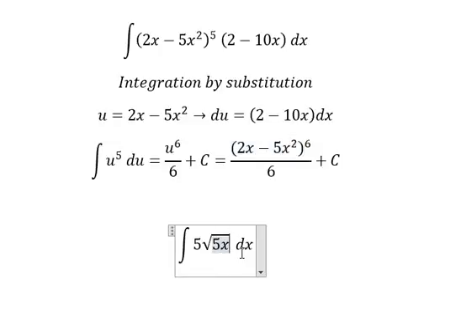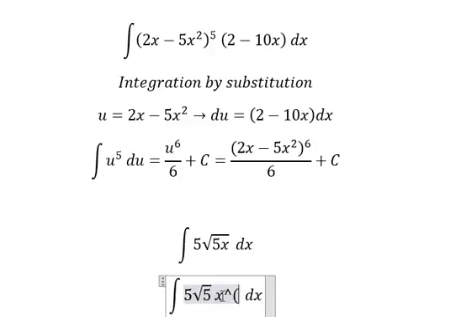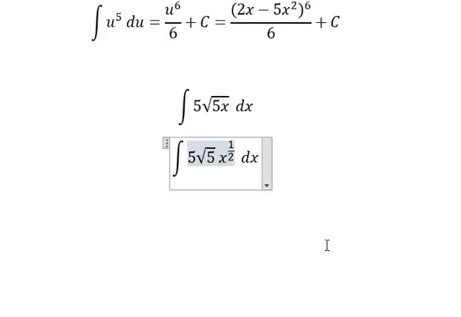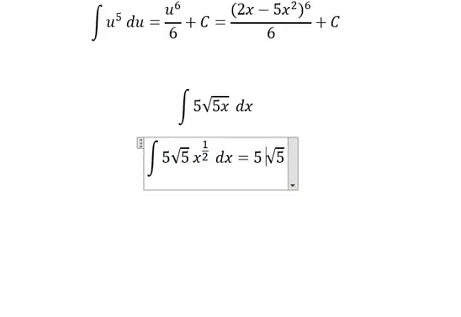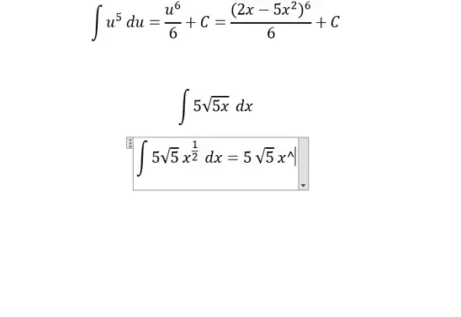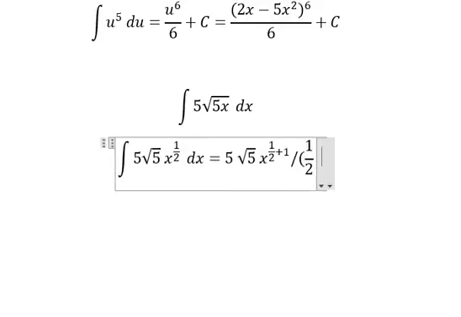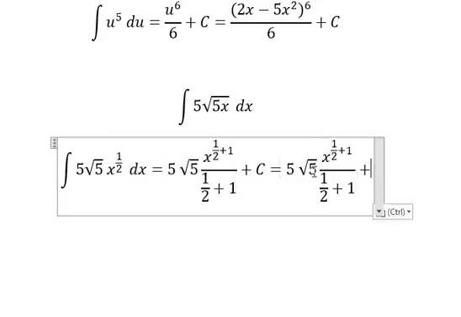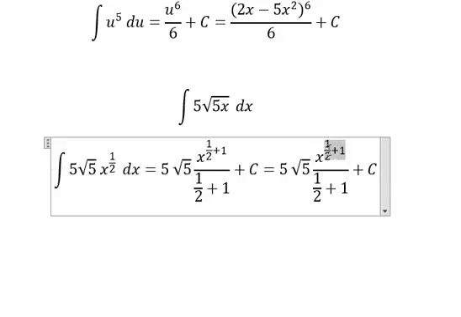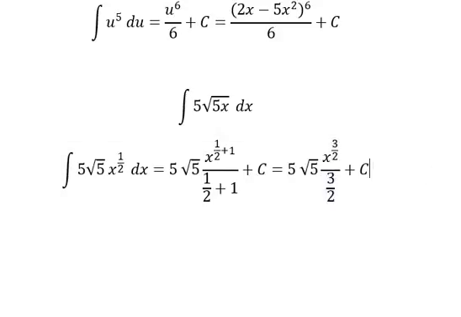This one, we just concentrate on the square root of x. So that should be x to the power of 1 over 2. And now we have the final answer. This one we have 3 over 2. This is the end. Thank you for watching.